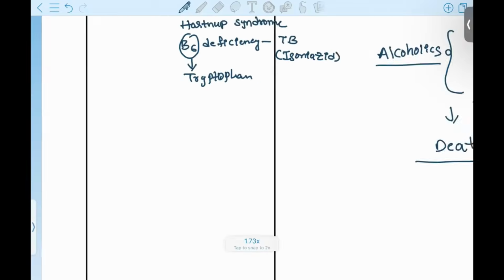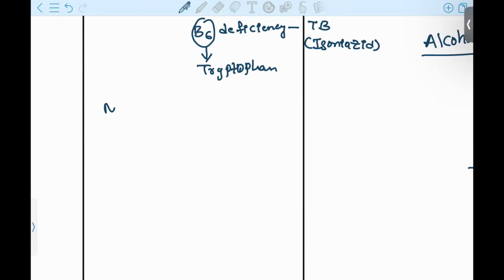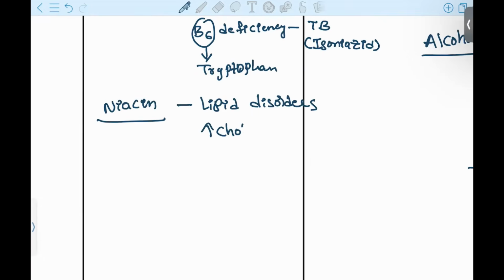And next, niacin is also used as a drug. Niacin is commonly used as a drug for lipid disorders. So this is also a common question. If the patient has high cholesterol, then we can treat this patient with the drug of choice, which is niacin.